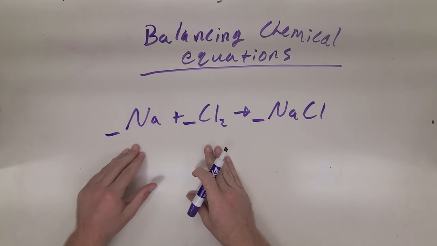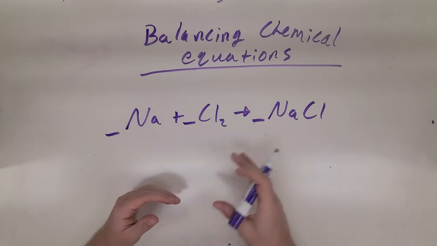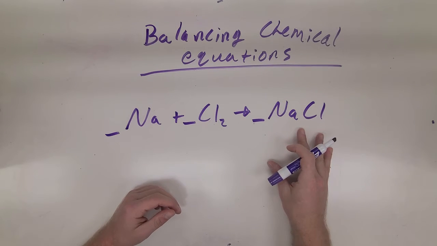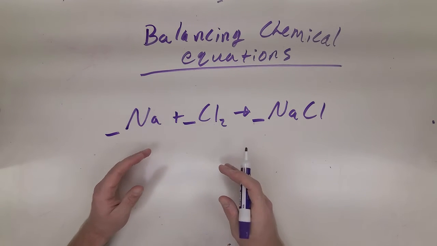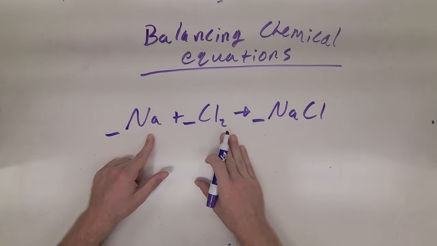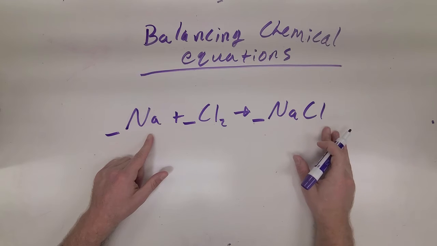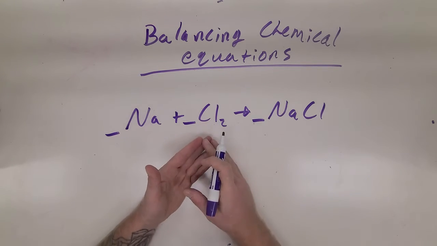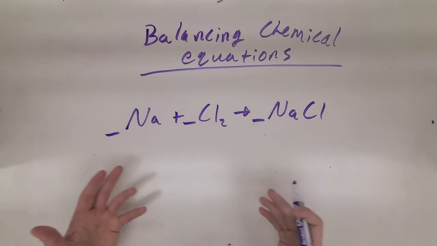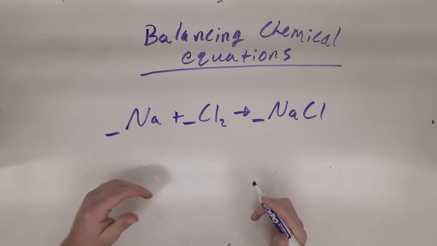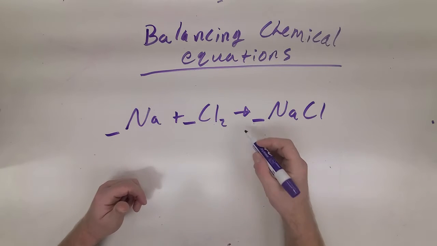The first one I wanted to look at was sodium and chlorine when they react to make sodium chloride. If you take a look really quick, we see we have one sodium, two chlorine over here on the reactant side, but we only have one chlorine over here on the product side. And this implies right now that that chlorine atom just disappeared, and we know that just isn't the case because of the law of conservation of matter. So here's how we balance this out.